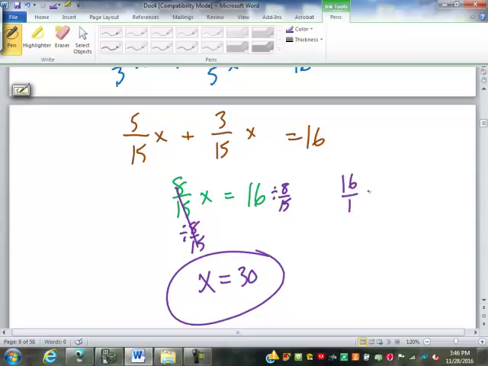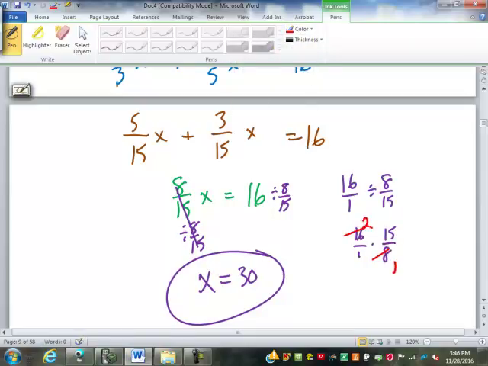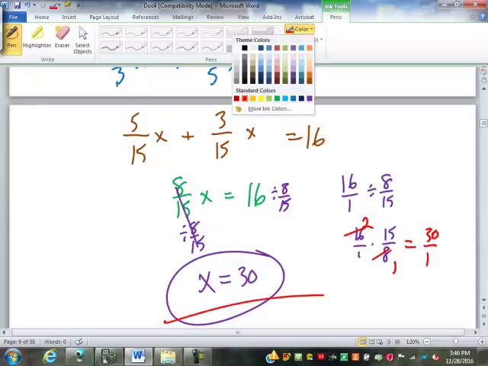We get 16 over 1 divided by 8 over 15. That becomes 16 over 1 times 15 over 8. Cross cancel the 16 and the 8 to get 1 and 2. 2 times 15 is 30 over 1. So yes, X equals 30.